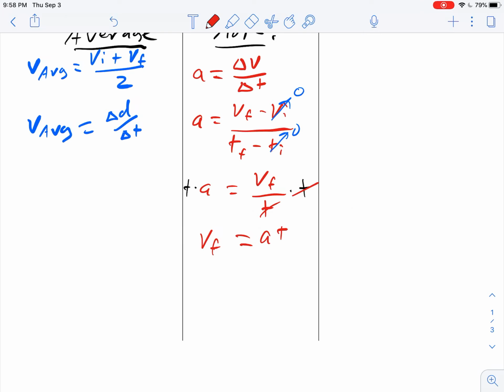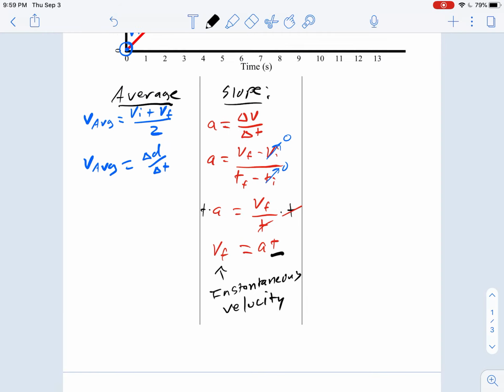This vf, this is what we call the instantaneous velocity. That's how fast and which way it is going at some discrete point in time. At some time, what is the velocity? That's what we say about instantaneous velocity. We've been dealing with average rates up until this point. Well, now we've got a new tool in our tool belt.